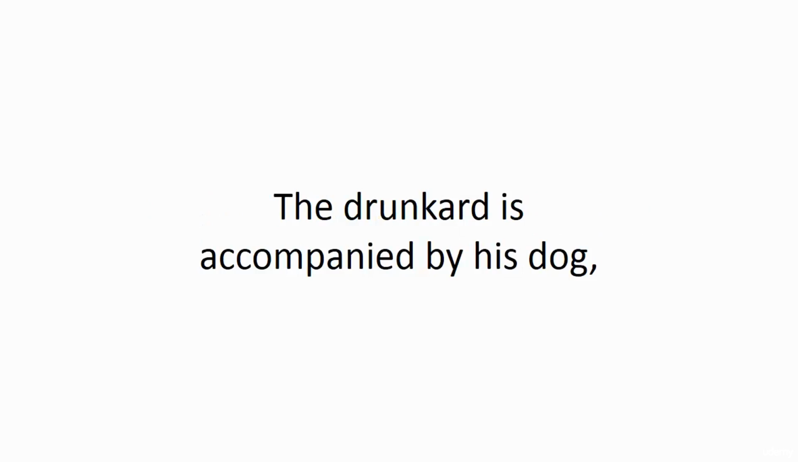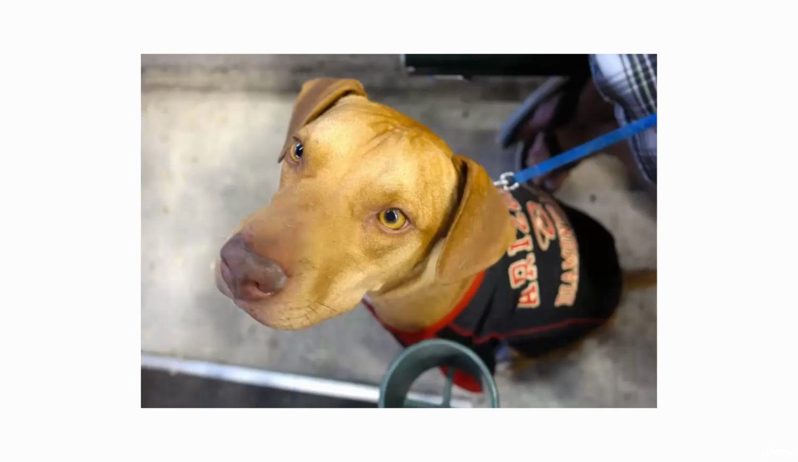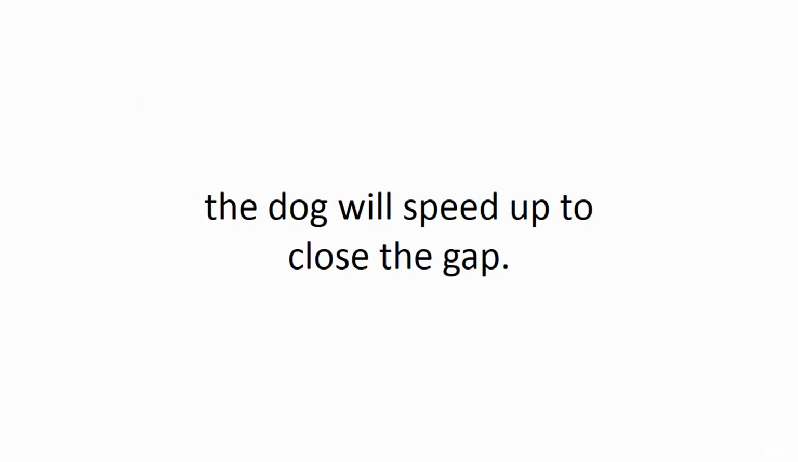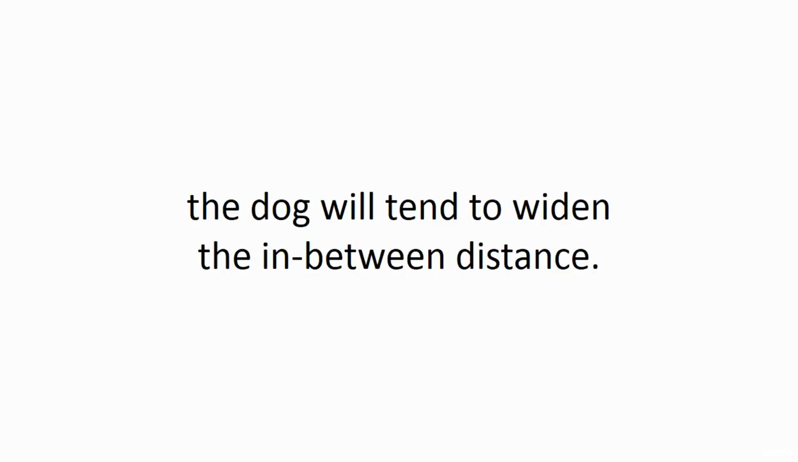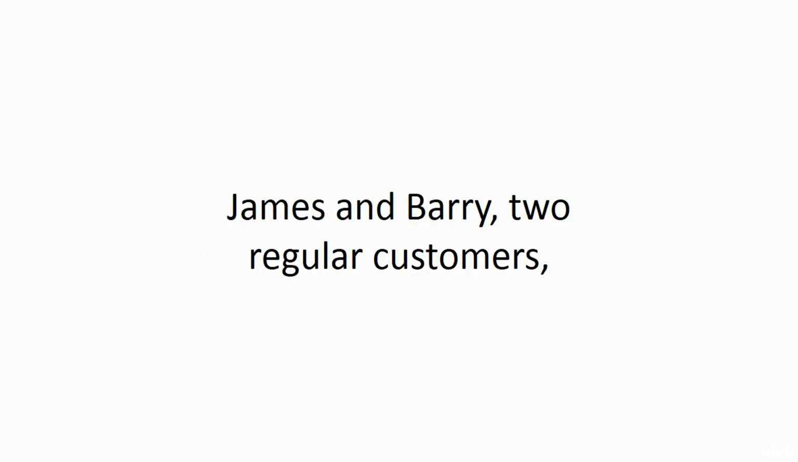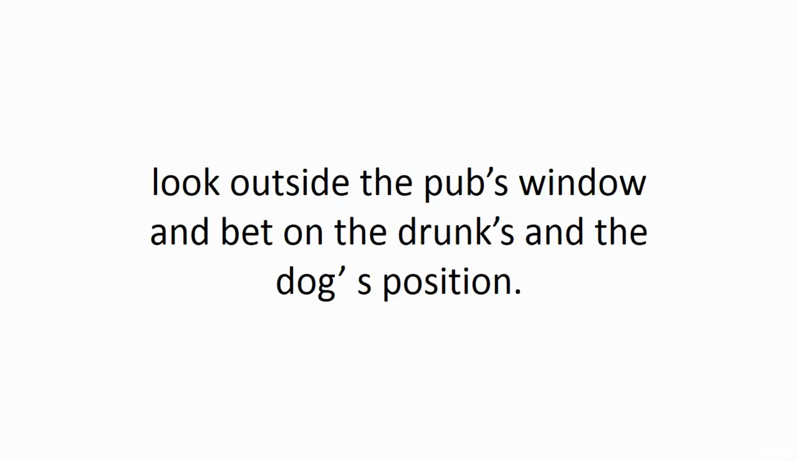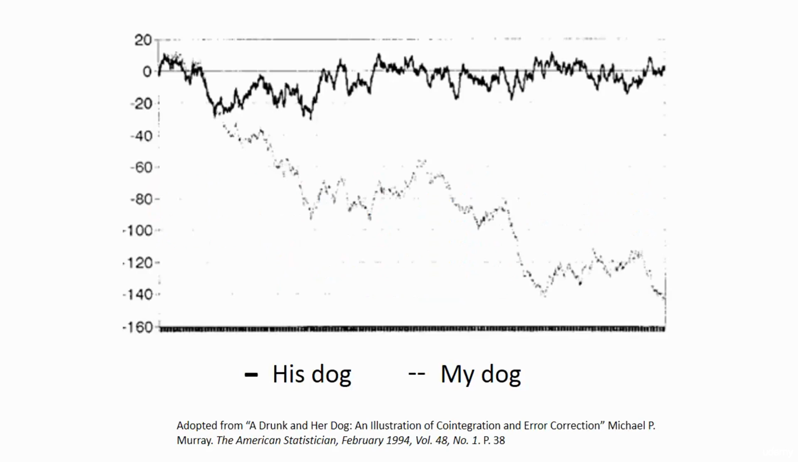The drunkard is accompanied by his dog, which always keeps track of the drunk's position. Whenever the drunk moves away, the dog will speed up to close the gap. Whenever the drunk approaches too close, the dog will tend to widen the in-between distance. James and Barry, two regular customers, look outside the pub's window and bet on the drunk's and the dog's position. They observe the drunk and the dog individually, but their course looks no different than a random walk.